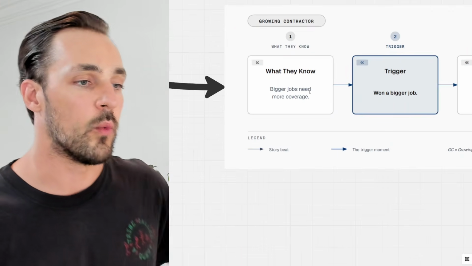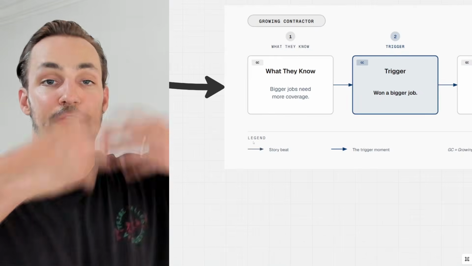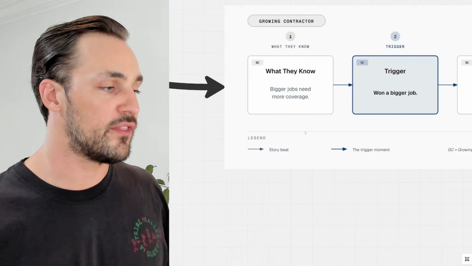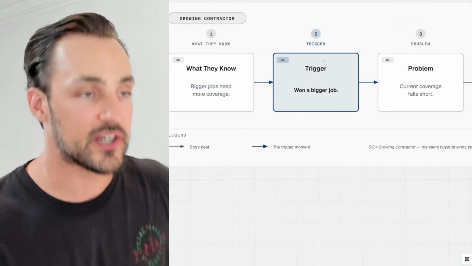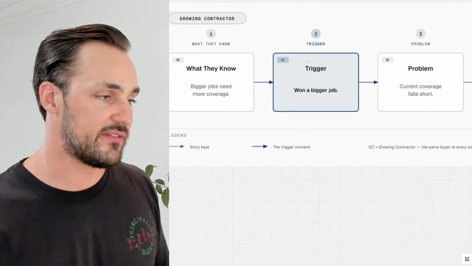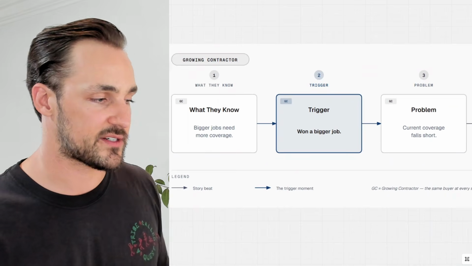First, we want to understand what they know. So who is it? Growing contractor. This came from the first section. Then we want to understand what they know today. They want a bigger job. That's the trigger event. Bigger jobs can ultimately have bigger insurance risks.